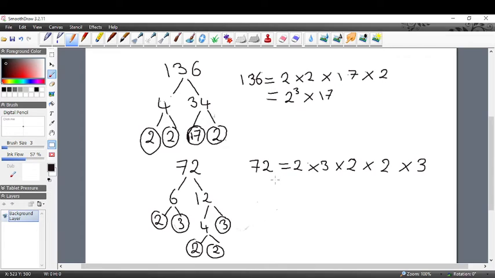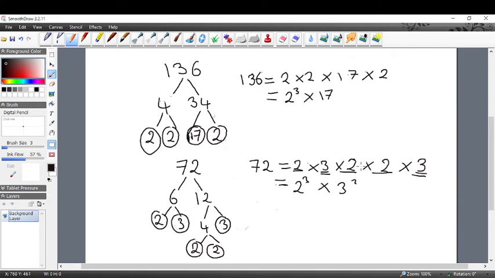If you decided that you wanted to simplify it even further, then you can count the number of 2's, 1, 2, 3, and group them together, so 2 to the power of 3, because there are 3 of them, multiplied by how many 3's there are, 1, 2. So you can do 3 squared. And those are its prime factors.